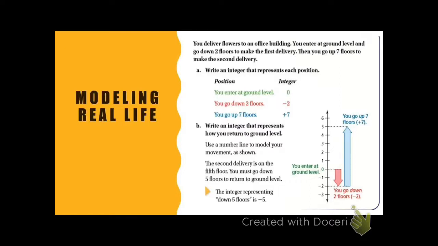It says write an integer that represents how you return to ground level. So if we went up 7 floors after we went down 2, we are on the 5th floor. So how will I get back to 0? Right, I would go down 5 floors, or a -5. So the negative sign tells me I'm going down, and that will get me back to the ground level.